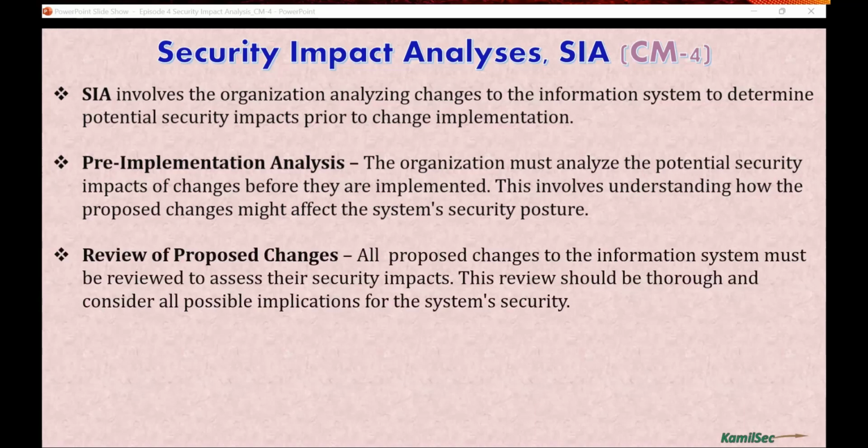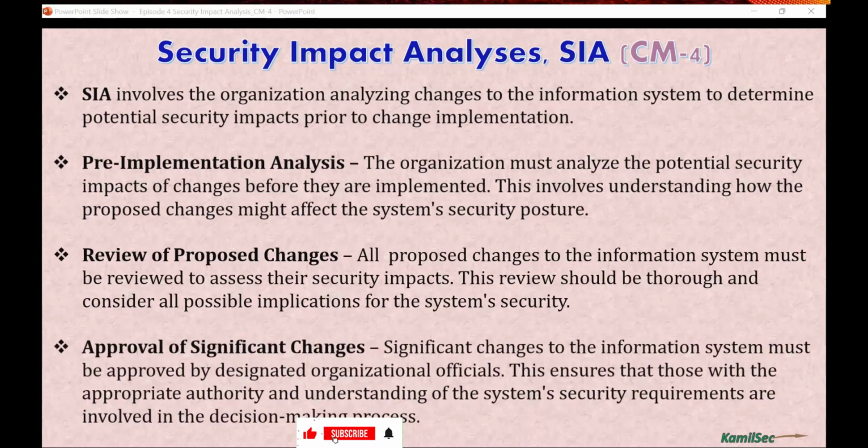The next one here is review of proposed changes. All proposed changes to the information system must be reviewed to assess their security impact. This review should be thorough and consider all possible implications for the system's security.